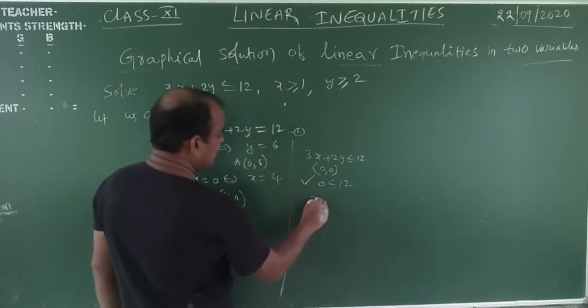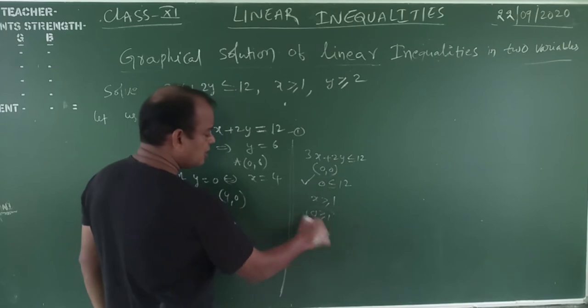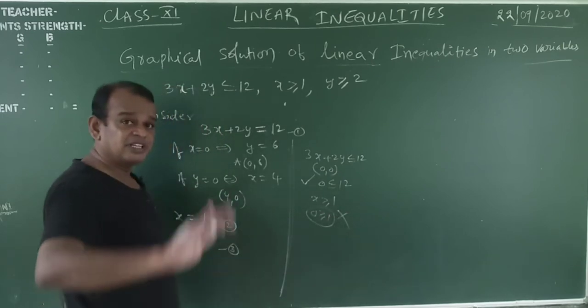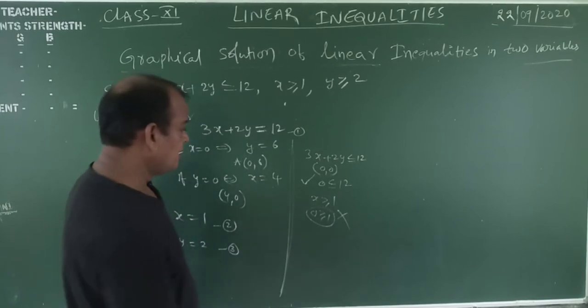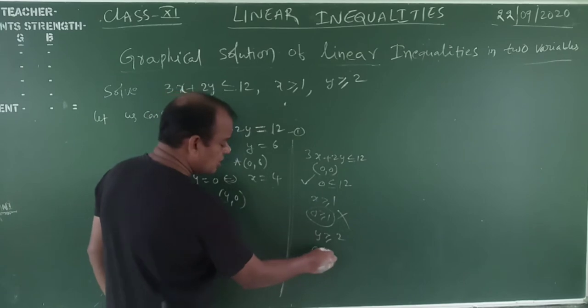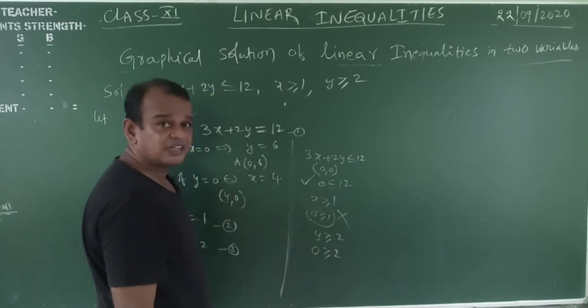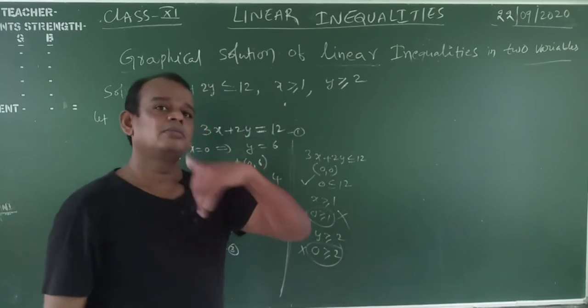Next we will take x greater than or equal to 1. Put the x value 0: 0 greater than or equal to 1. The condition is not satisfied, which means above the origin 100%. Next condition is y greater than or equal to 1. Substitute the y value 0: 0 greater than or equal to 1. Condition is not satisfied, which means 100% above the origin.